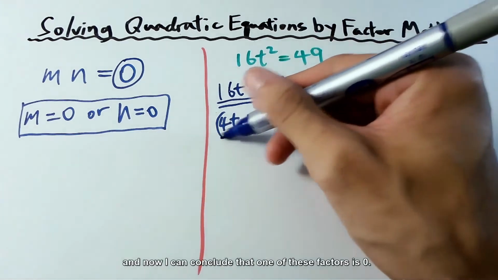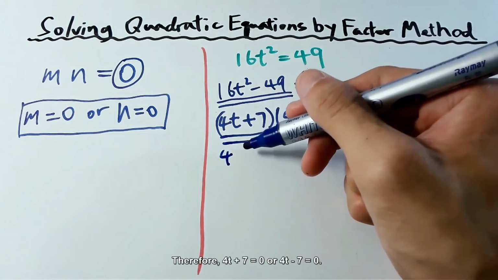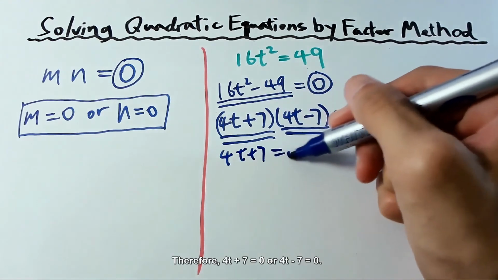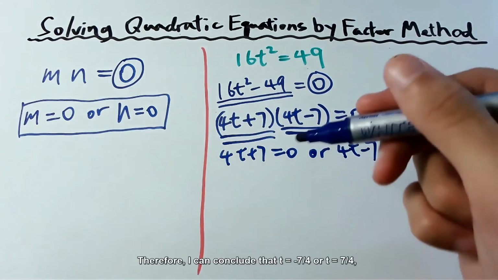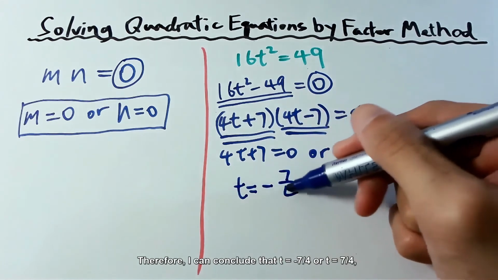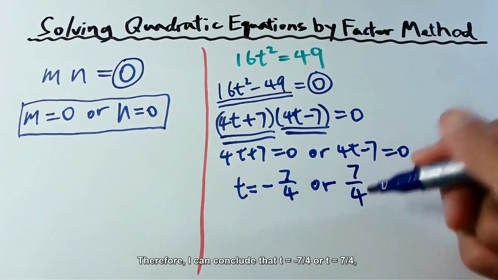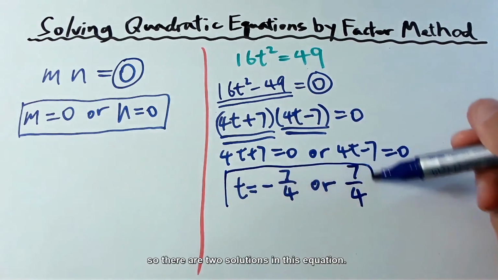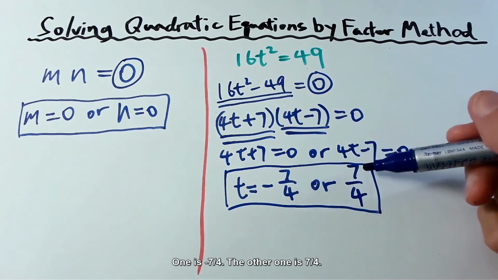And now I can conclude that one of these factors is 0. Therefore, 4t plus 7 is equal to 0, or 4t minus 7 is equal to 0. Therefore, I can conclude that t is equal to minus 7 over 4, or t is equal to 7 over 4. So there are two solutions in this equation. One is minus 7 over 4, the other one is 7 over 4.